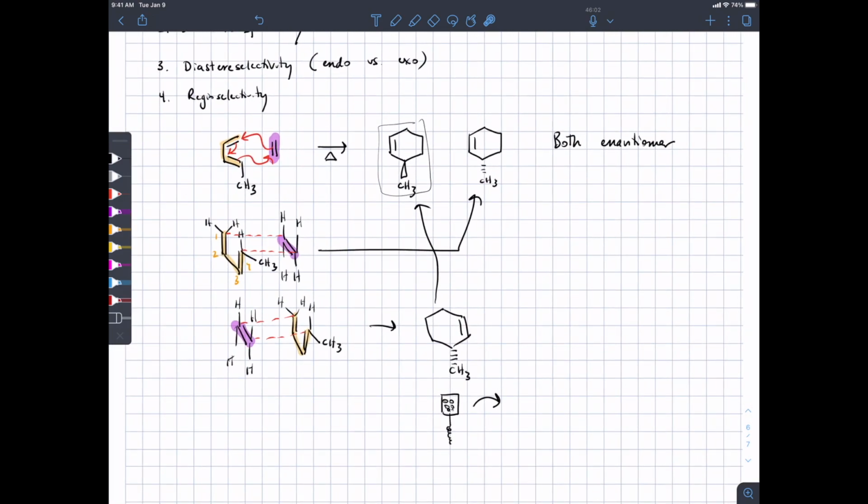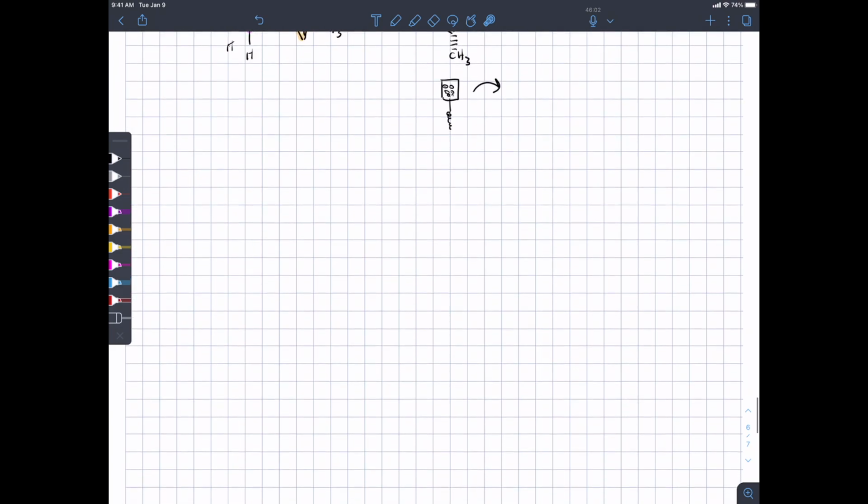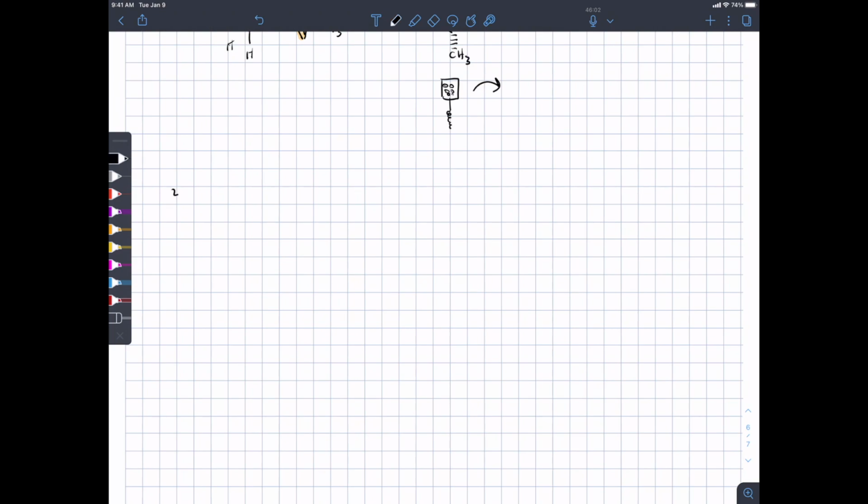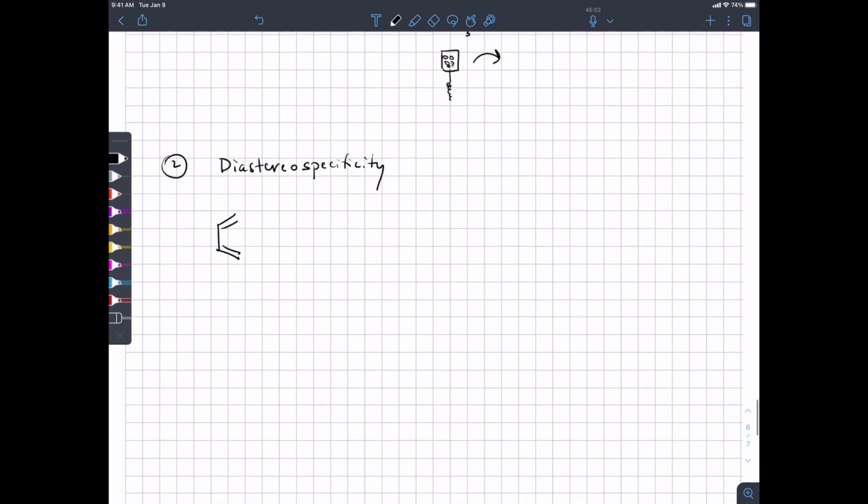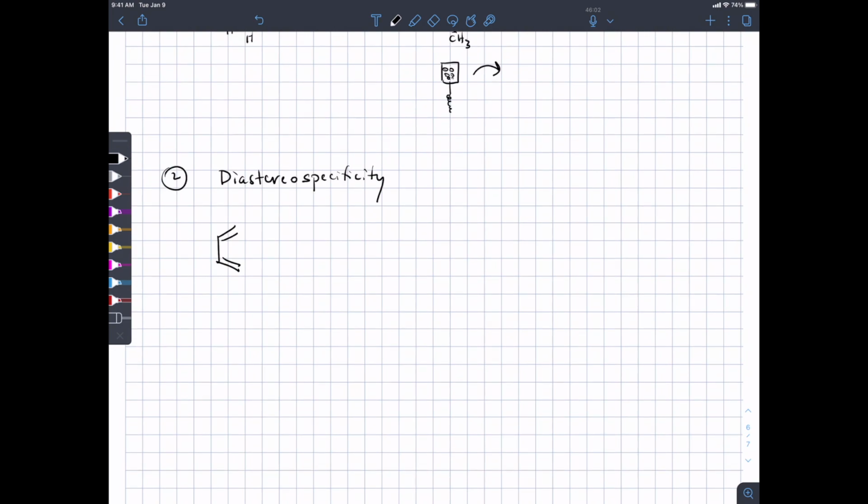Okay, second issue, diastereospecificity. What do we mean by that? So far, the olefin and the dienophile, the olefin and the diene that we have used have been fairly simple, not a lot of substituents. And the question here is, what if we start to put non-hydrogen things on one or both of the partners?